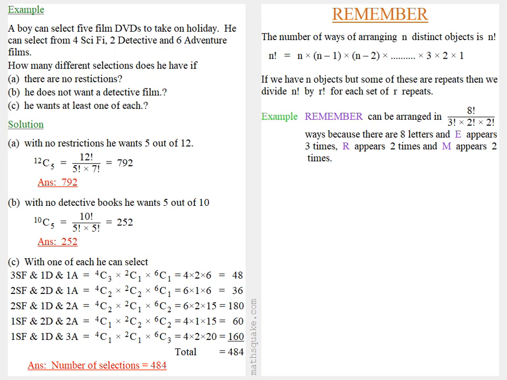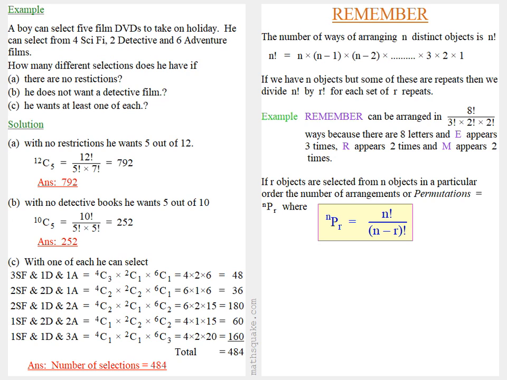So, for example, the word remember can be arranged in 8 factorial over 3 factorial times 2 factorial times 2 factorial ways, because there are 8 letters overall, and E appears 3 times, R appears twice, and M appears twice.